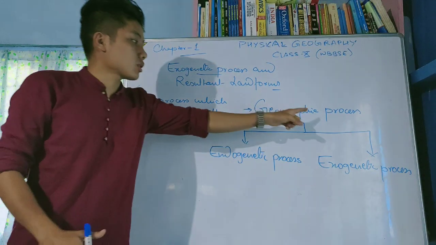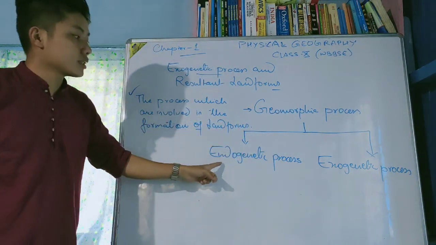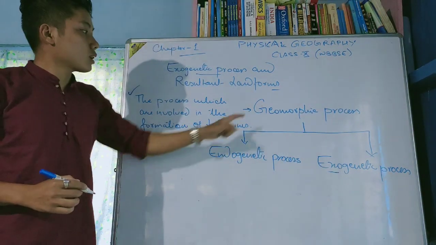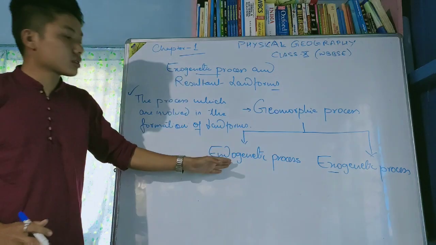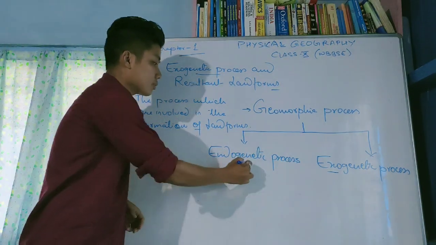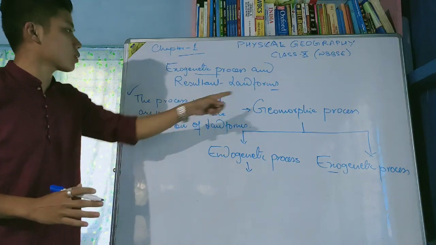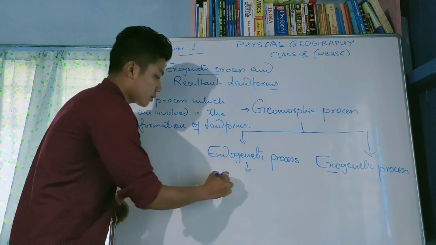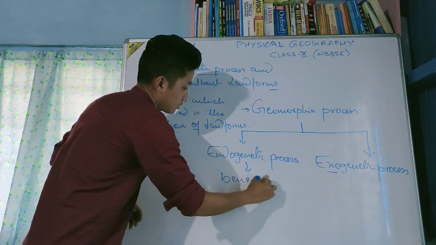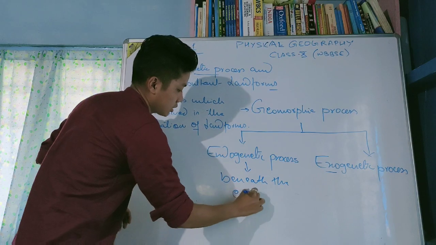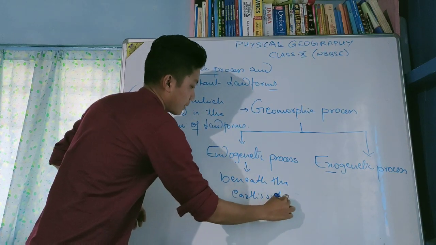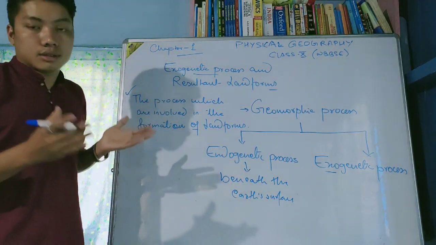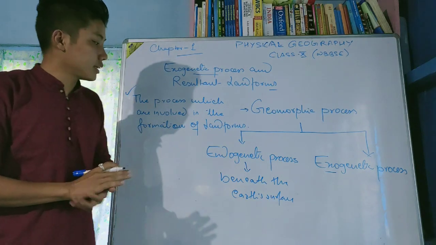Again, geomorphic process is divided into two parts. One is endogenetic process and the other is exogenetic process, which is in your syllabus. I also discussed what endogenetic process is. Endogenetic processes are those geomorphic processes which act beneath the earth surface. For example, volcanic eruption, plate movements, and earthquakes. All these are endogenetic processes.